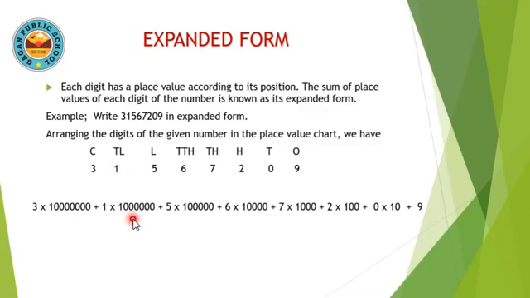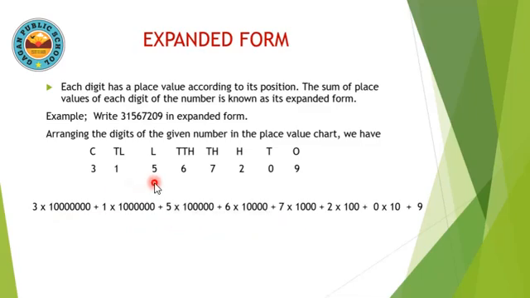10 lakh. So you will multiply 1 by 10 lakh, then plus, because you have to add all these place values. Okay, so you have to find out every digit's place value and then add them. In this way you can find out each and every place value.